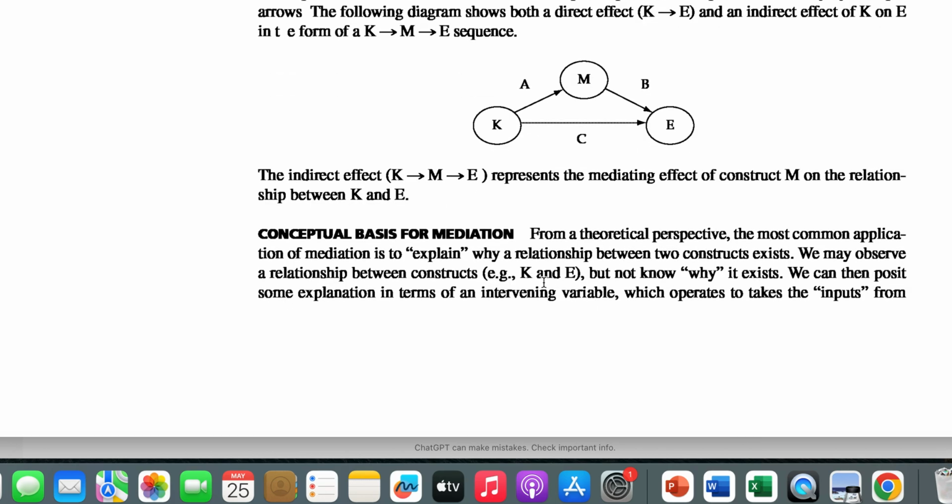In the indirect effect, K to M, M to E represents the mediation. So K to M, M to E represents the mediation of the construct M on the relationship between K and E.